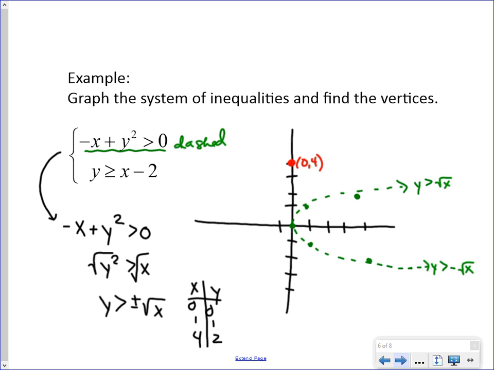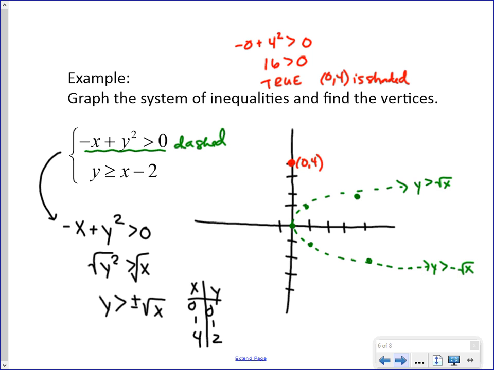Okay. You can choose. Do you want to plug 0, 4 into the original? Do you want to plug 0, 4 into the one where you solve for y? I'm going to put it into the original. Negative 0 plus 4 squared is greater than 0. 16 is greater than 0. True or false? True. So 0, 4 is shaded. And I'm not going to shade because it gets really messy on my smartboard, but that means that I must be shading all on the outside of the parabola. Okay?